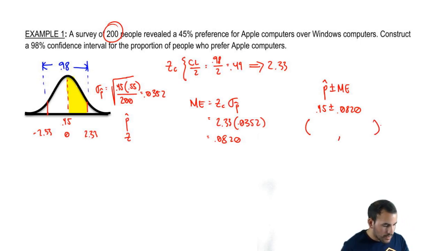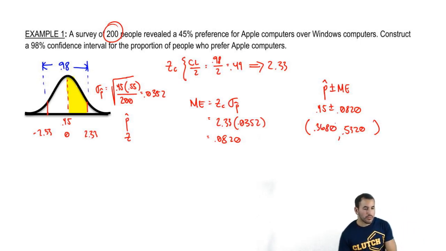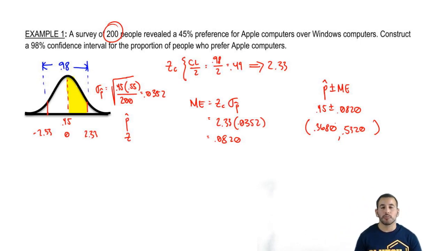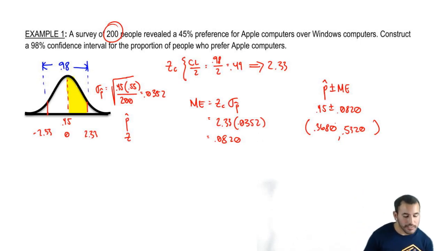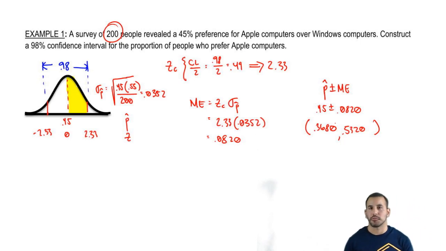So we end up with 0.5320, right? And then 0.3680. So we're 98% confident that the true proportion of people who prefer Apple computers over Windows lies between 36.8% and 53.2%. That makes sense?